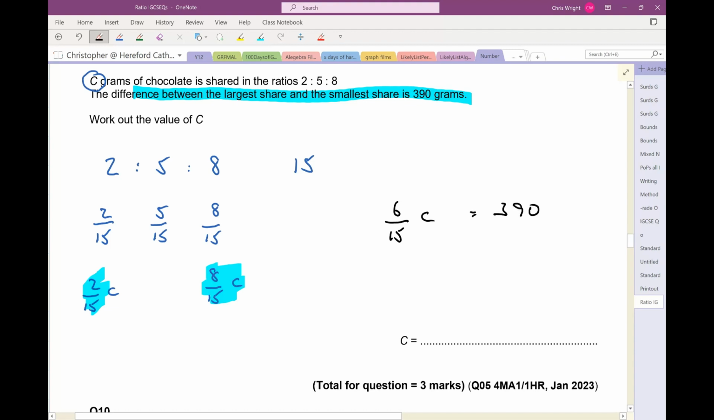So here's an equation to solve. Multiply both sides by 15. 390 times 15 tells me that 6C is 5850. Divide both sides by 6. And C is 975.